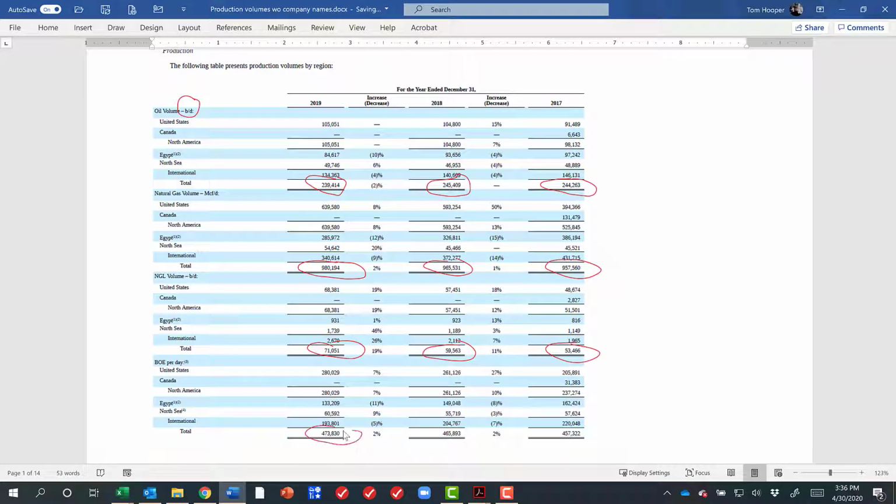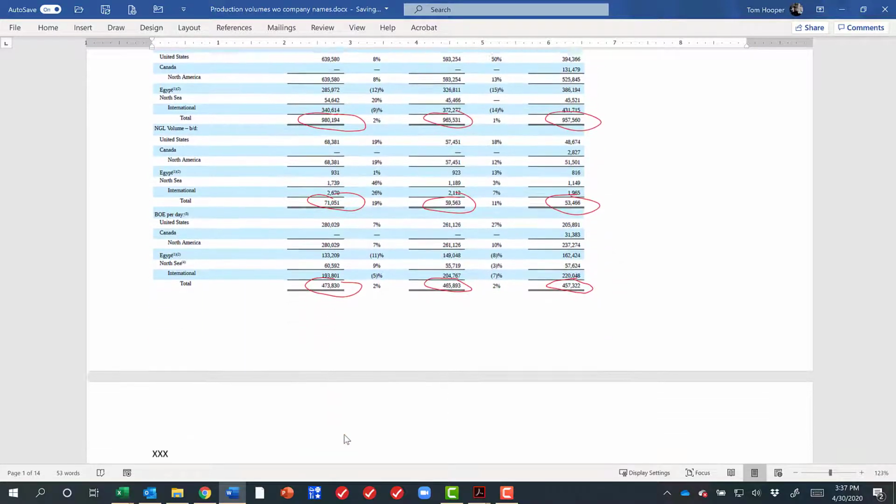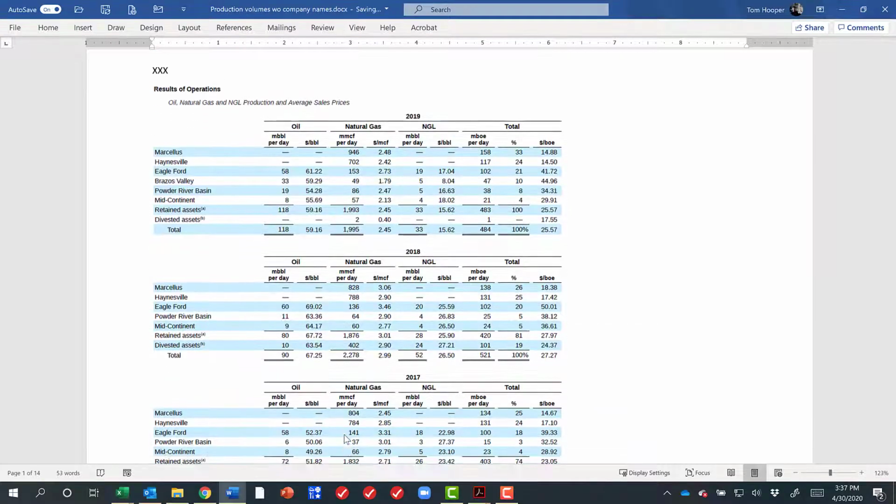I'd recommend bringing in the total and checking your math. And if you don't match it, make sure you're dividing gas by 6. Let me know. I'd be surprised if any company doesn't use a factor of 6. But if you find that to be the case, let me know. Okay, here's the next one.